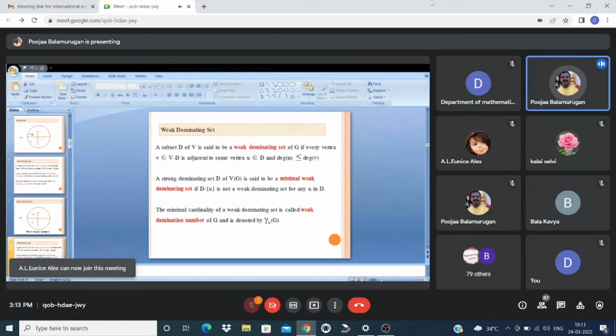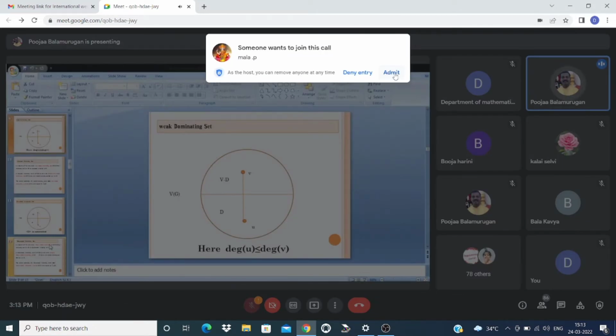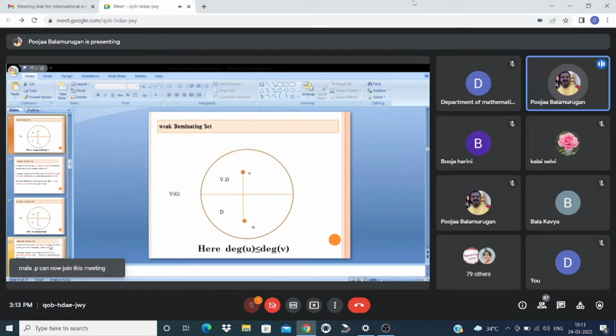That set is not a weak dominating set. It is called a minimal weak dominating set, right? So this is the main definition of the weak dominating set. Already we know the dominating set, so what are the weak dominating and strong dominating? We put only an additional condition of two kinds. Degree of U greater than or equal to degree of V, that is called strong domination. Degree of U less than or equal to degree of V, that is called weak domination, right?